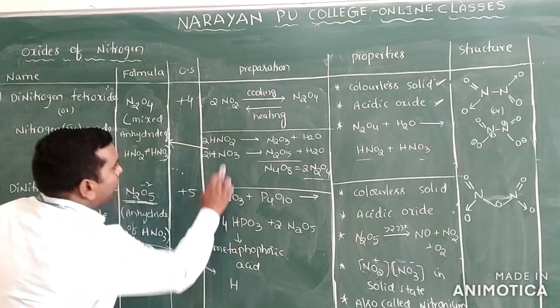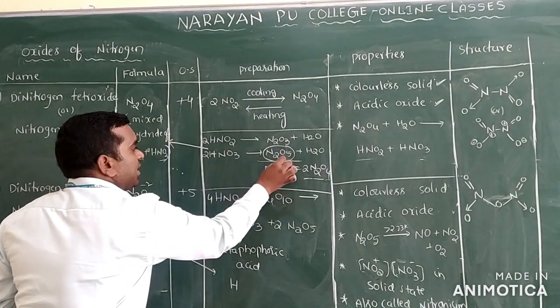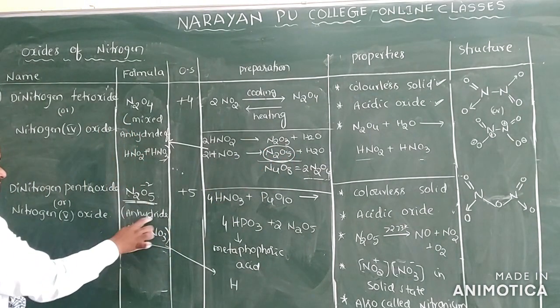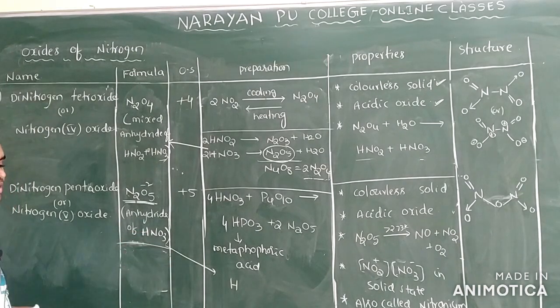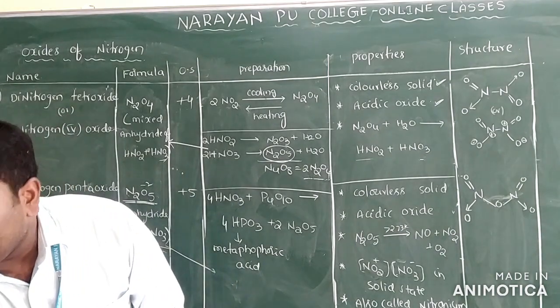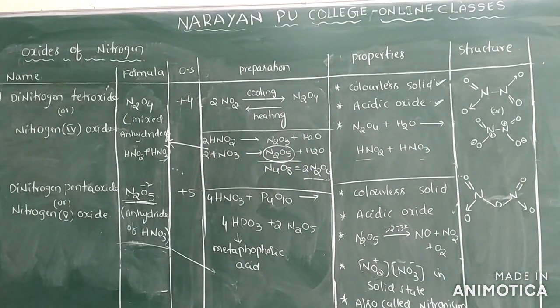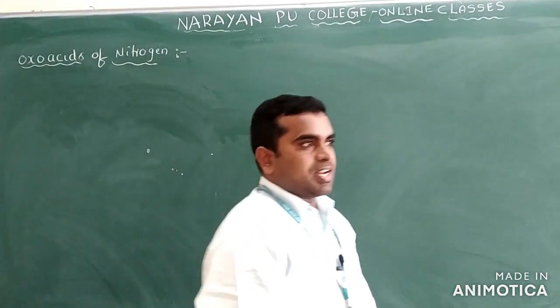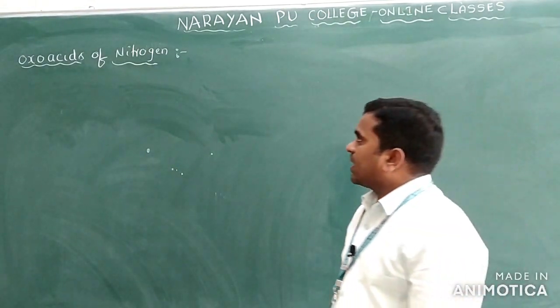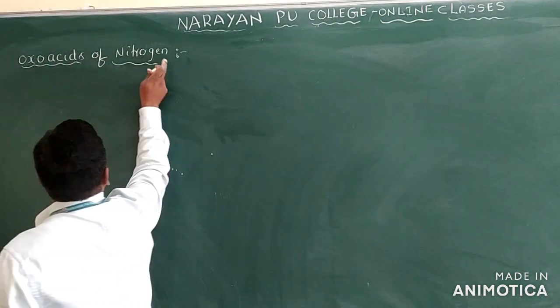I have already mentioned, if you take HNO3 and remove the water molecule, what do you get? N2O5. That is, N2O5 is an anhydride of HNO3. Clear? So this is about the oxides of nitrogen. We have discussed the oxides of nitrogen, and the next one is oxyacids of nitrogen.